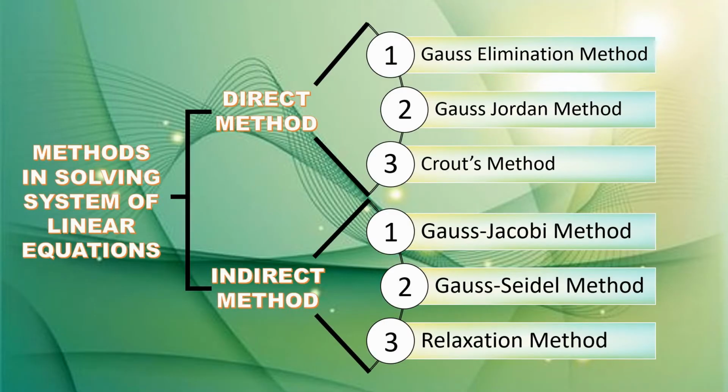Solving a system of linear equations comes with different methods. We can use direct method or indirect method. For direct method, we have Gauss elimination method, Gauss Jordan method, and the Crout's method. And for indirect method, we have Gauss Jacobi method, Gauss Seidel method, and relaxation method.